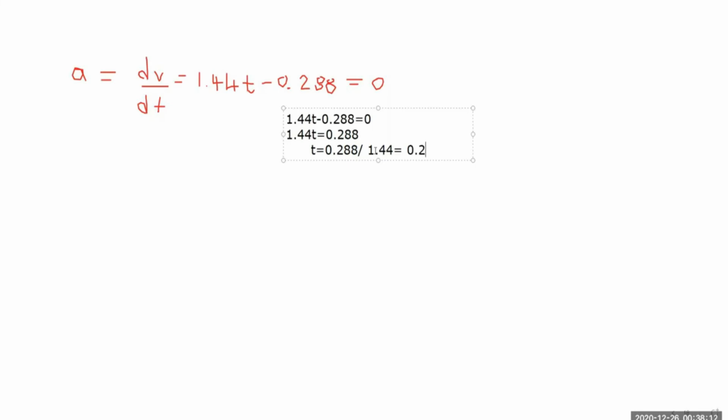Oh shoot, a differentiation mistake was made. Definitely made. This should have been: carry down the power, subtract 1 from the power. Oh gosh. Subtract 1 from the power, and that's equal to 0. So now this is what we're solving. So we can factor out t.